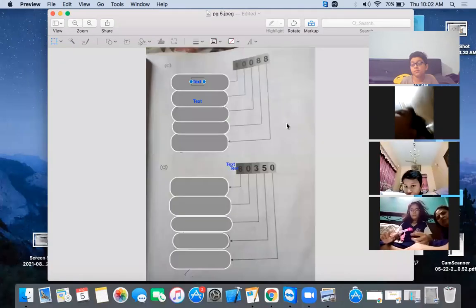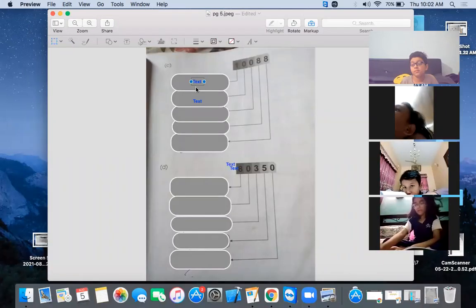Okay, the similar question is part C. What we have to do in part C? Same. You have to give the place value of each and every digit.